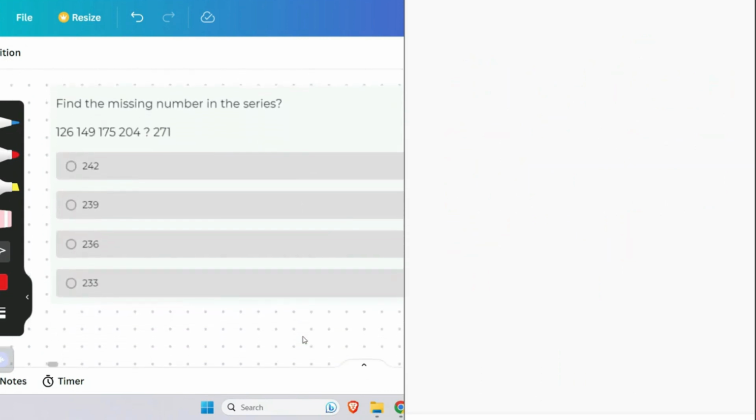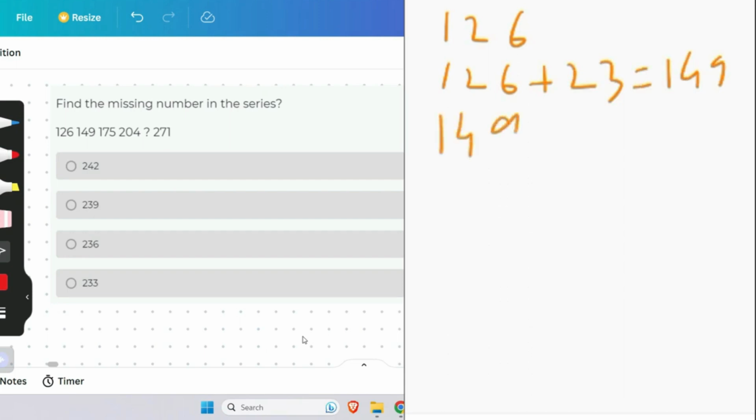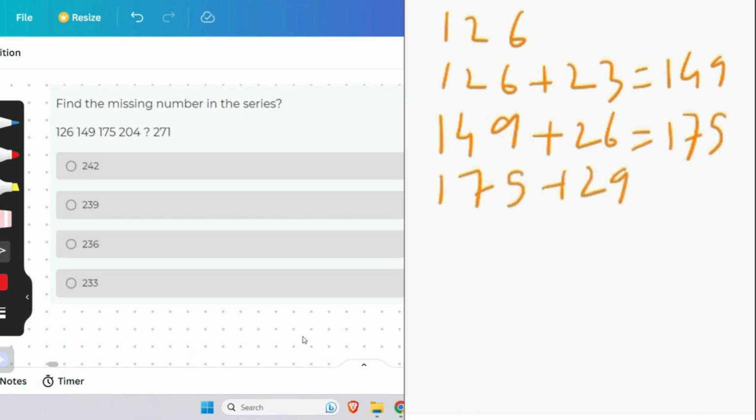I hope you have tried to solve the problem. Okay, I'm solving the problem. So at first look at the problem here carefully. The first number is 126, right? Then the next number in the pattern is 149. So how does this become 149? If 126 is added with 23, then the number becomes 149, right? Then the previous expression result 149 is added with 26, then the number becomes 175. Then if 175 is added with 29, then the number becomes 204, right?